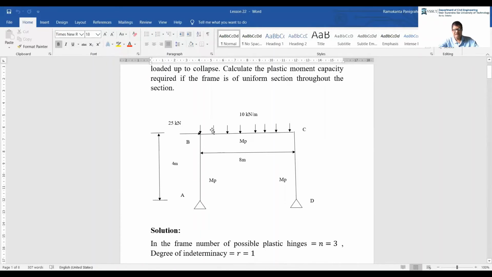So this is a portal frame given. Both ends are hinged, and there's a UDL acting on the beam, 10 kilonewton per meter, and here 25 kilonewton is given as the horizontal load. The span is given as 8 meter and the height of the column is 4 meter. A and D both are hinged, and the plastic moment capacity is uniform.